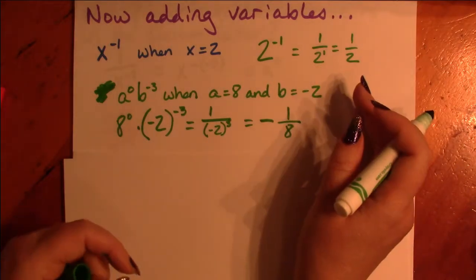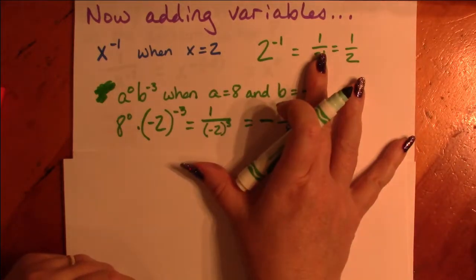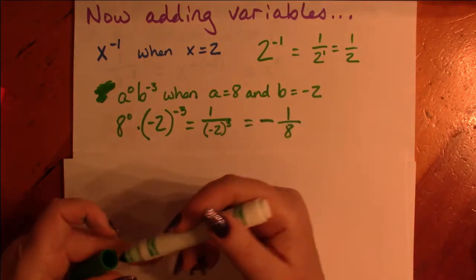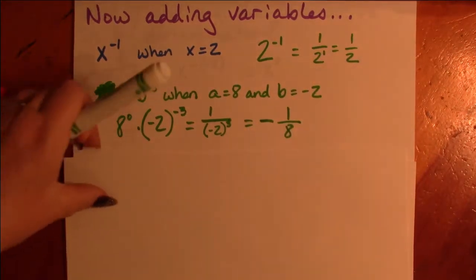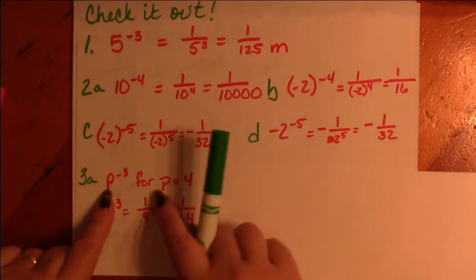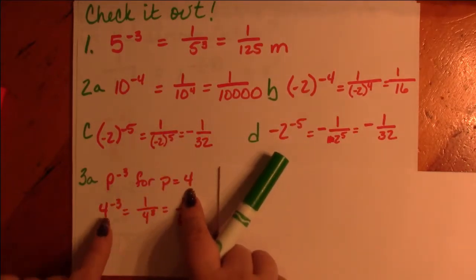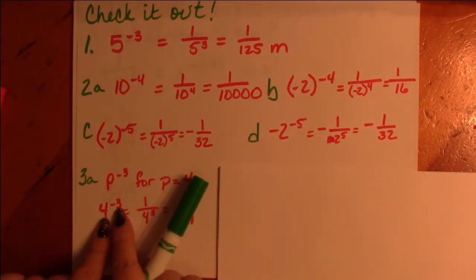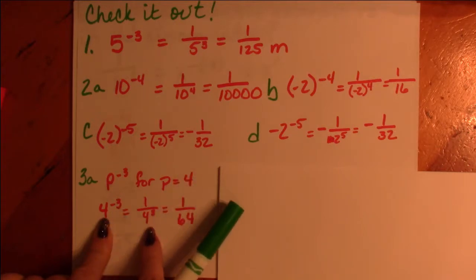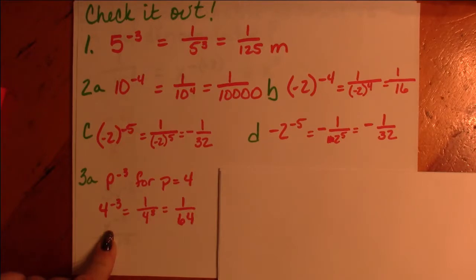Does that make sense? Pause here, do Check It Out number 3 on the very bottom of page 461 and come back when you're done. So for 3a, p equals negative 3 for p equals 4. We're going to stick 4 in for p with a negative third exponent, which is 1 over 4 cubed, which is 1 over 64.